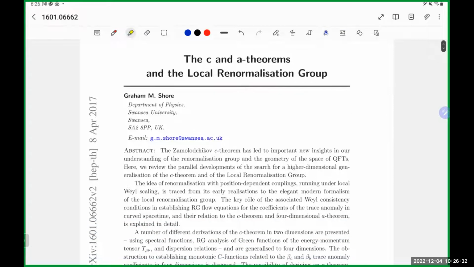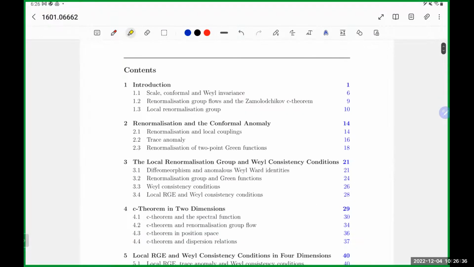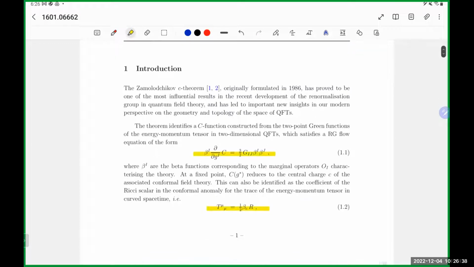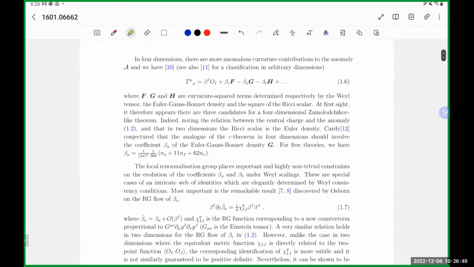Sure, sure. Yeah, well, it's nice because here you're covering Shore's paper, whereas last time I covered Osborn's paper. So we're sort of picking up almost where we left off last time. So absolutely, please proceed. Fantastic. Yeah. Thank you so much.